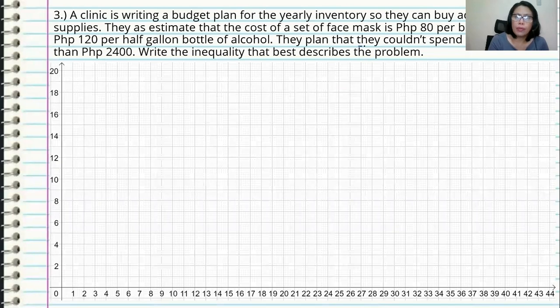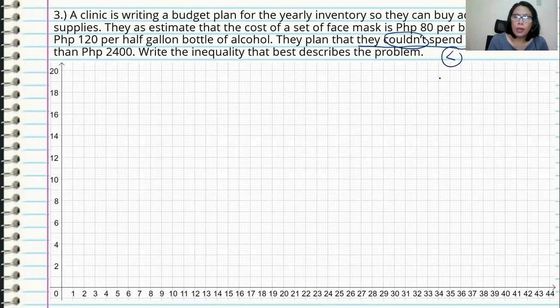So take note of the phrase "they couldn't spend more." It has to be the negation of more, which would be equivalent to less. "Could not spend more than." So it has something to do with the less than inequality symbol, followed by the amount 2,400 pesos.